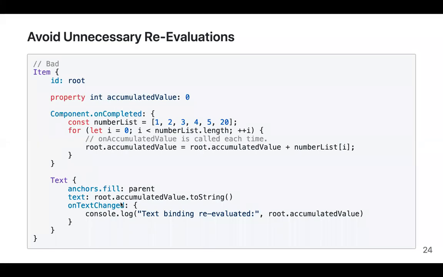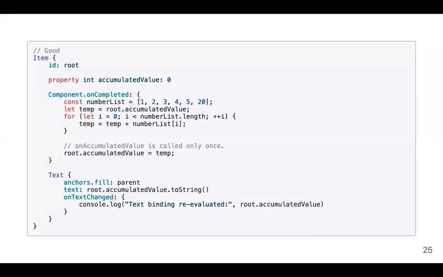Now in this example, it may not seem like much, but when you have a lot of bindings in your code, and the more complex your UI gets, the side effects of these unnecessary evaluations can add up and cause serious performance problems in your application. One way to avoid this is using a temporary local variable where you do whatever operation you need on it, and then assign it to the actual property when you're done with the operation.